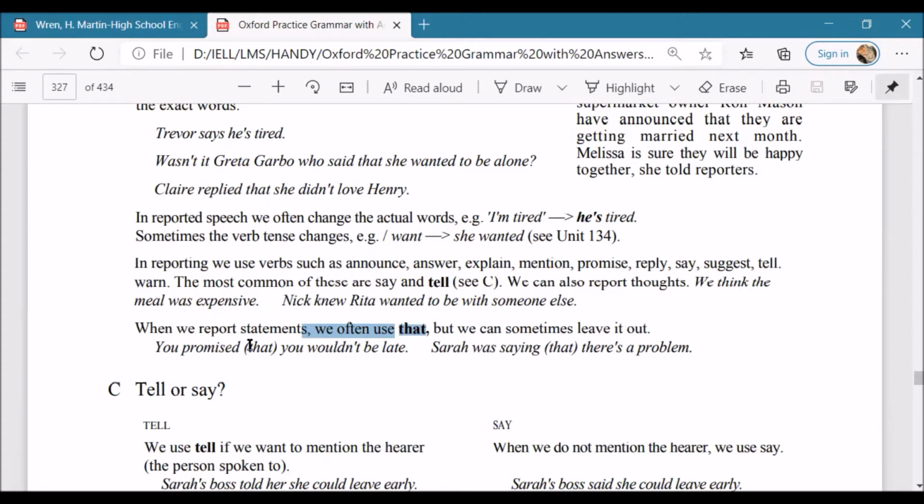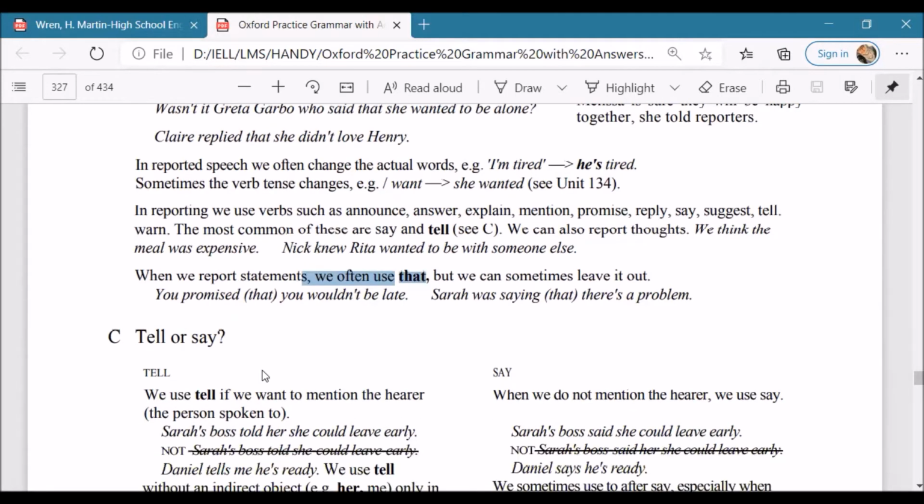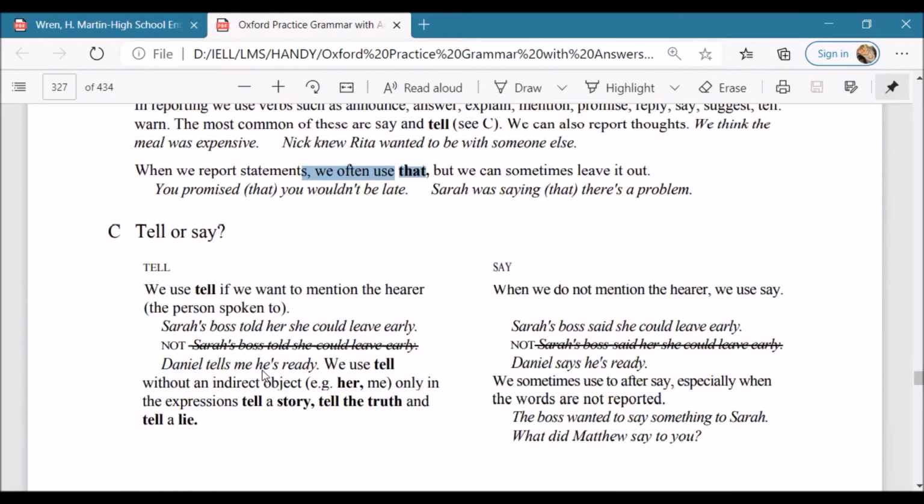In informal speech, you would say you promised you wouldn't be late. Okay, we wouldn't say you promised that you wouldn't be late. So we can say that, but we can also omit it at our convenience. And in informal speech, oftentimes it is omitted.